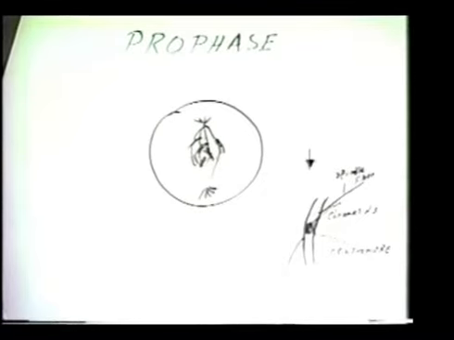So, in review, a chromosome is actually two chromatids, in other words, two identical strands of DNA held together by a centromere, this little button. And during prophase, the spindle fiber attaches to that centromere of each chromosome.